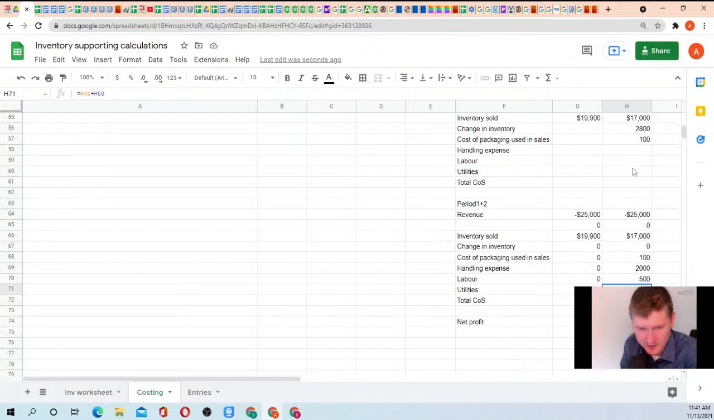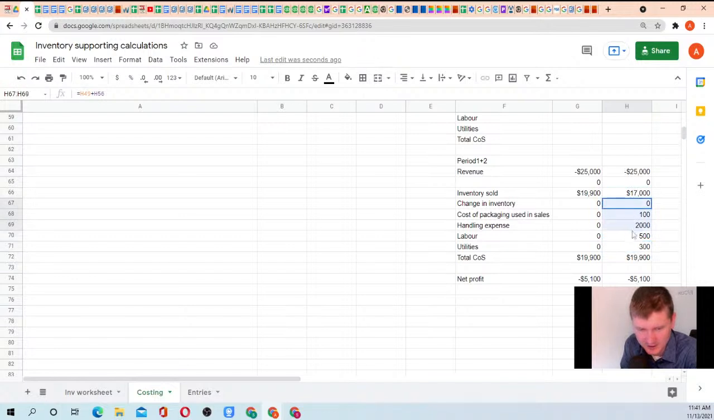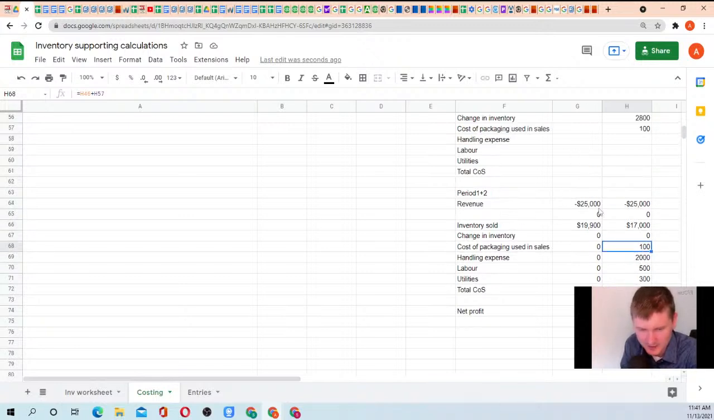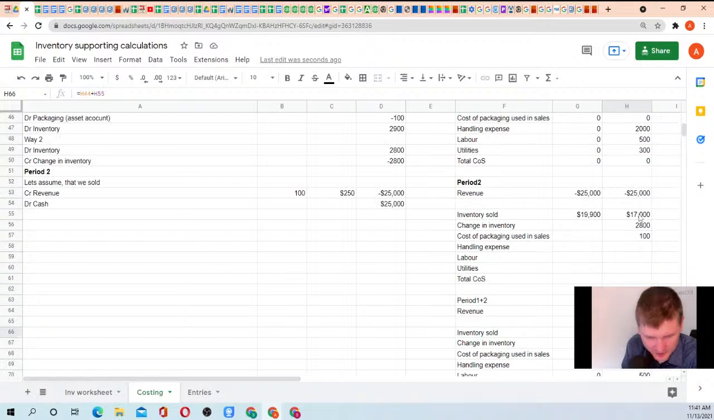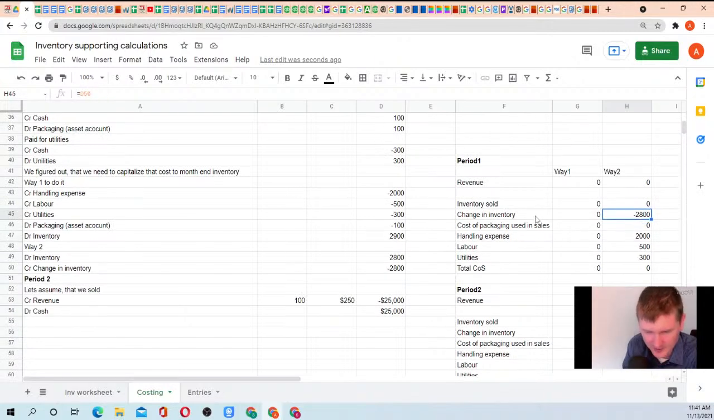But this method, I like it more because it provides, like, I know what was my handling, what was my labor, what were my utilities, what was my packaging, and I want to keep these as expenses in the period and adjust my inventory here, like I did here. Adjust my inventory, and that will be kind of an income item. Okay, we are running out of time. Let's take a look at what interesting we have in the MIT lecture.